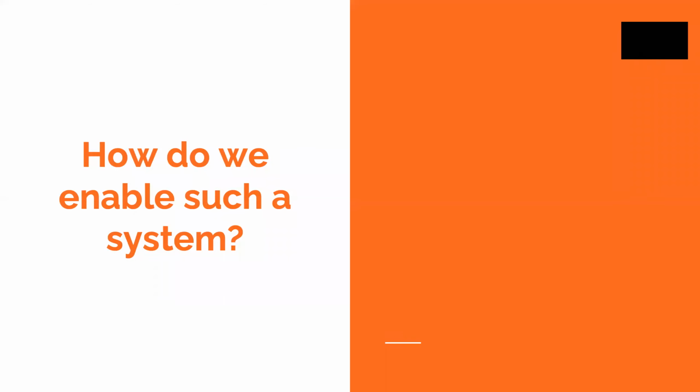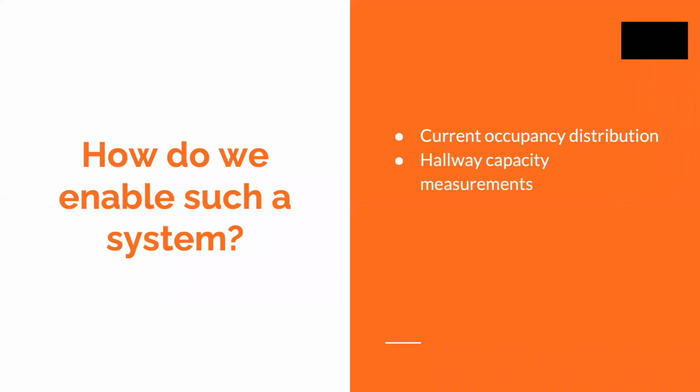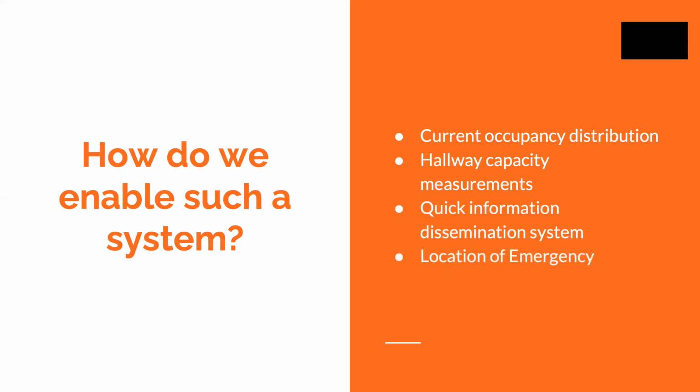So can we build a system to solve that problem? Can we build a system that can tell us the current occupancy distribution? Can we build a system that measures the hallway capacity? Can we also build a system for quick information dissemination? Can we also build a system to tell us the location of the emergency?